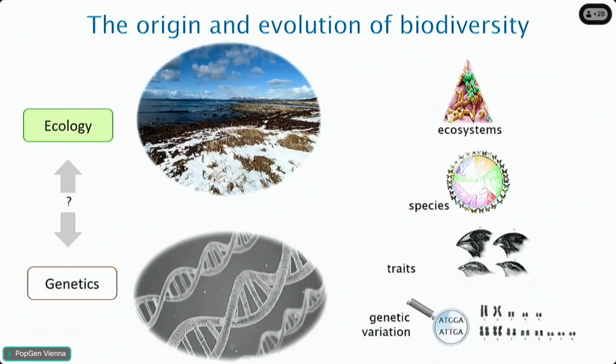I'm interested in biodiversity, and like most of you in evolutionary biology, we try to understand the origin and evolution of biodiversity from the community level, maybe the diversity of ecosystems, the diversity of species, and below that the diversity of traits. The basis of all of that is genetic variation. So we are trying to link the genetics and the genetic variation to ecology.